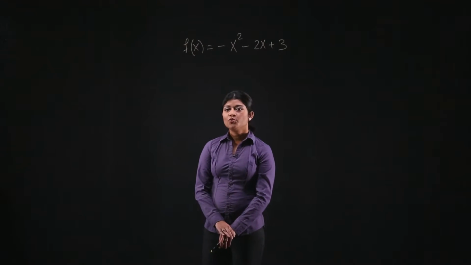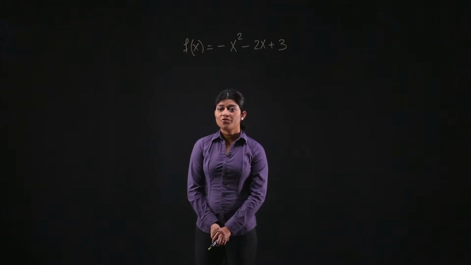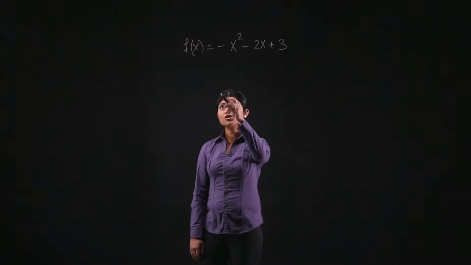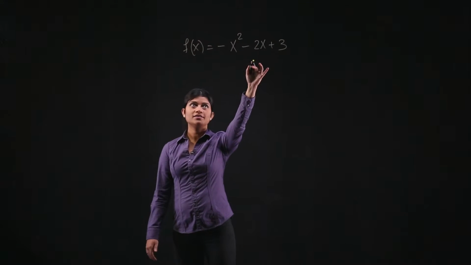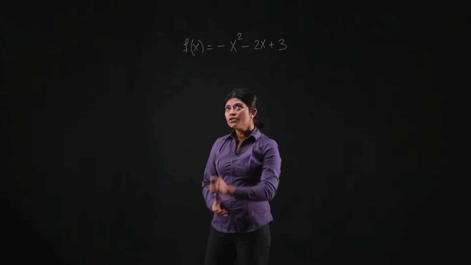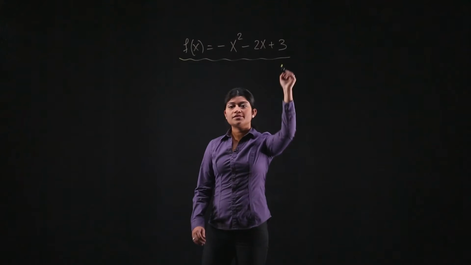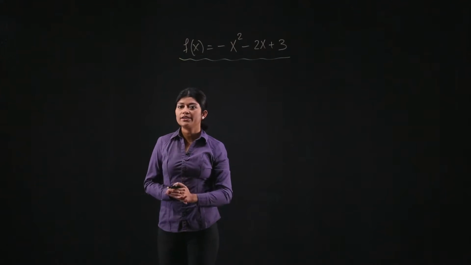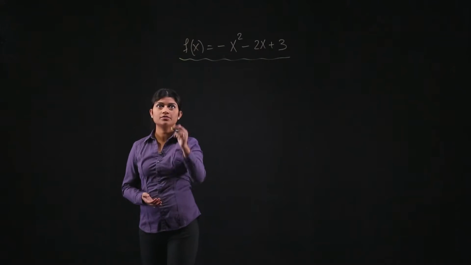Hi, I'm Papia, and in this problem, we are going to find the domain and range of a function. And the function that's given to us is right here. It's negative x squared minus 2x plus 3. So let us first understand what is domain and range of a function.